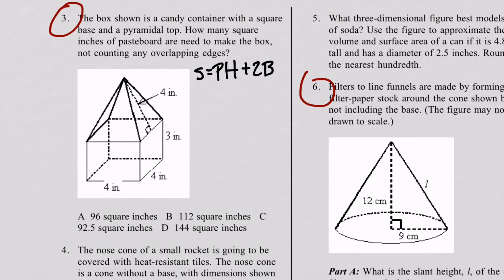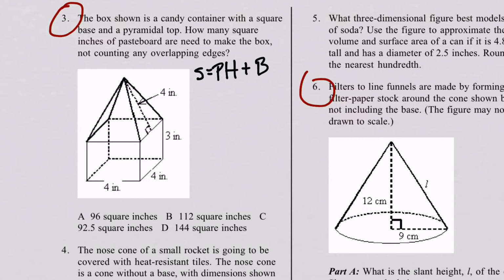However, remember, you need to remove everything that is not actually included. In this case, it cannot be 2B because there's only one base. That top base over here is not actually part of your surface. So what you need to do here is not count 2B and instead just put B, just one base. That is for the rectangular prism.